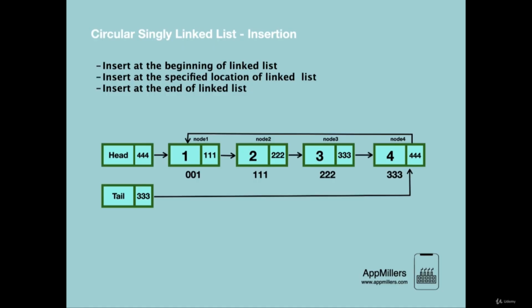Alright, in the last lecture, we have learned how to create a circular single linked list, and we have seen how it works in practice. Now in this video, we are going to see how insertion of a node works in a circular single linked list. Here again, we have 3 cases for insertion of a new node. We can insert a new node at the beginning of circular single linked list, at a specific location, and at the end of circular single linked list.